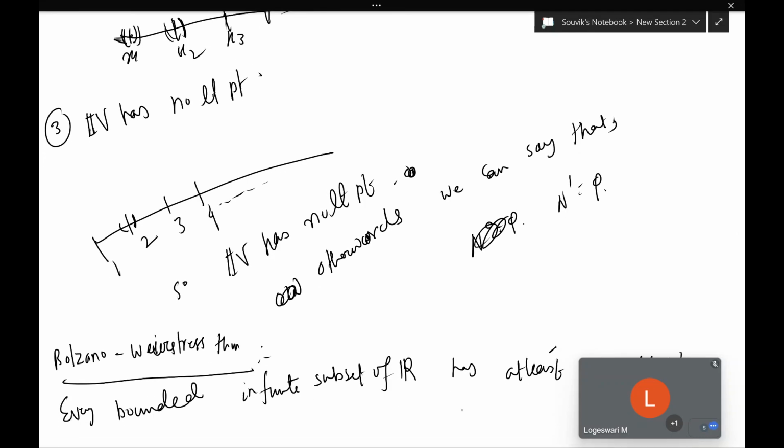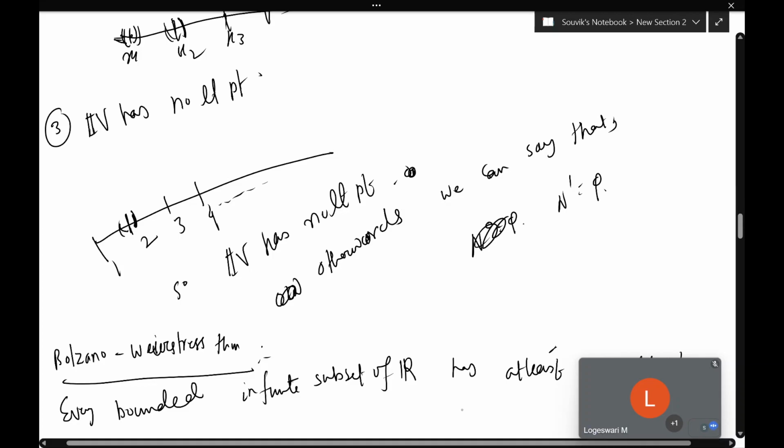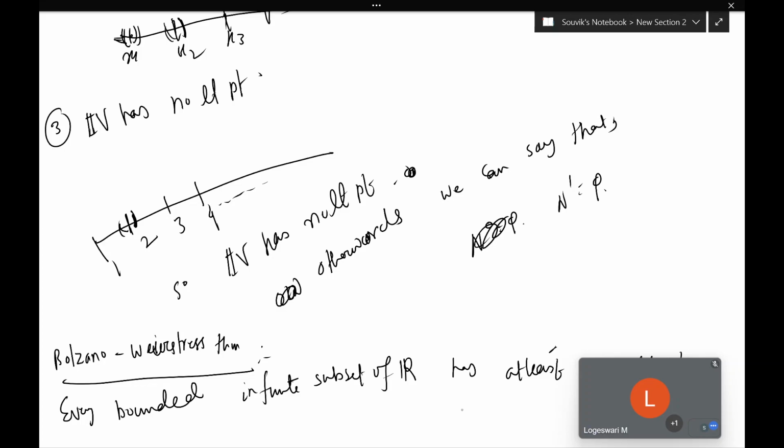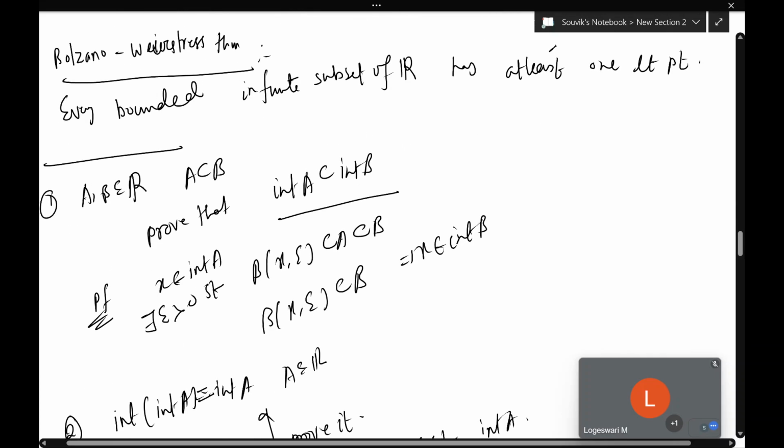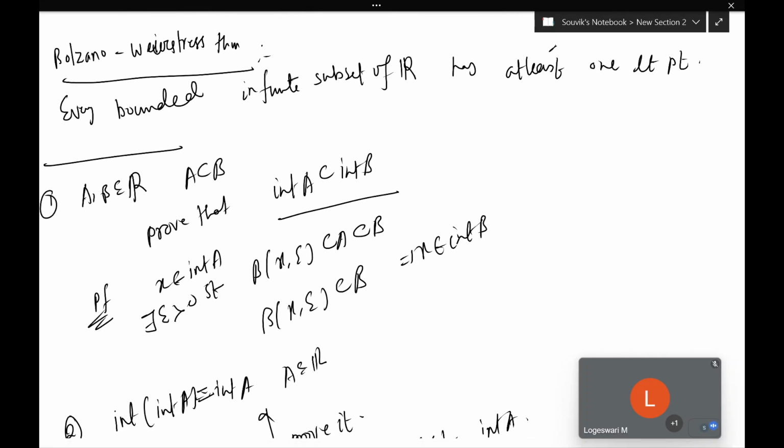Now we need to similarly check that N, the set of natural numbers, has no limit point. So how to do that? For example, consider 2 and an epsilon neighborhood around 2. This neighborhood does not contain any other point except 2, so N has no limit point. So that's why N dash is equal to empty. N dash means the collection of all limit points. There is something known as the Bolzano-Weierstrass theorem.